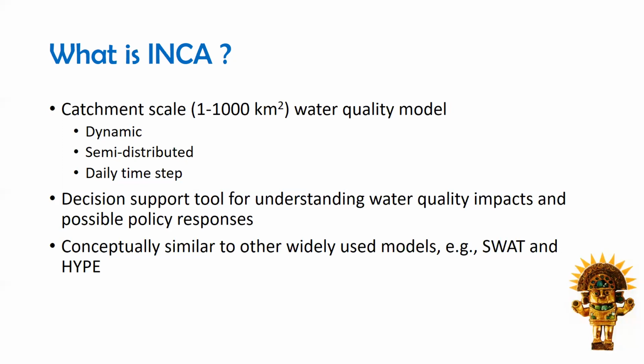The model's dynamic, so the results change over time. It's semi-distributed, so it's possible to predict values or project values at multiple points within a river network. And it operates at a daily time step, so it is able to simulate some kinds of event responses, like to say pollutant spills or to deposition or to changes in seasonality, such as changes in snow dynamics.